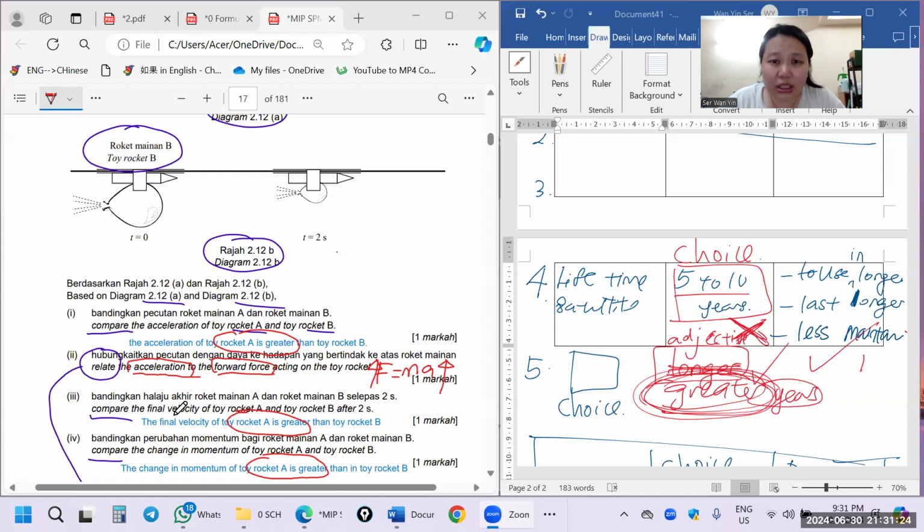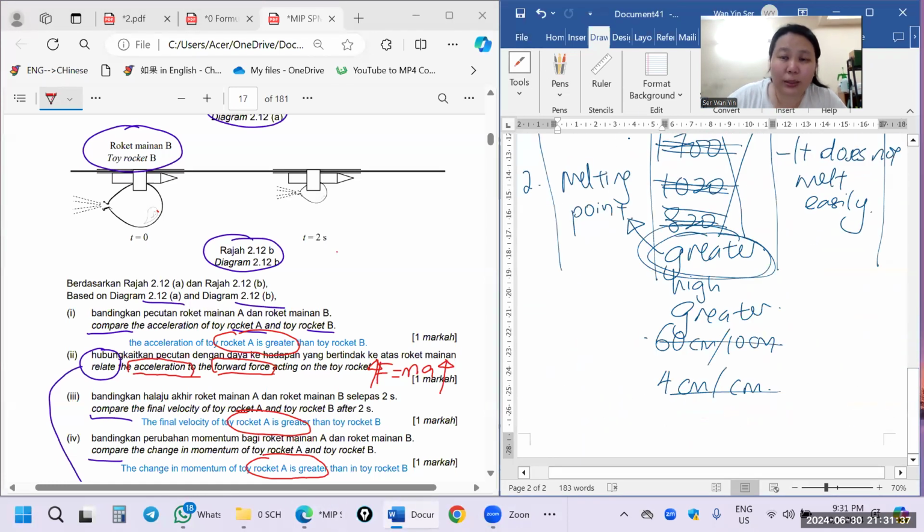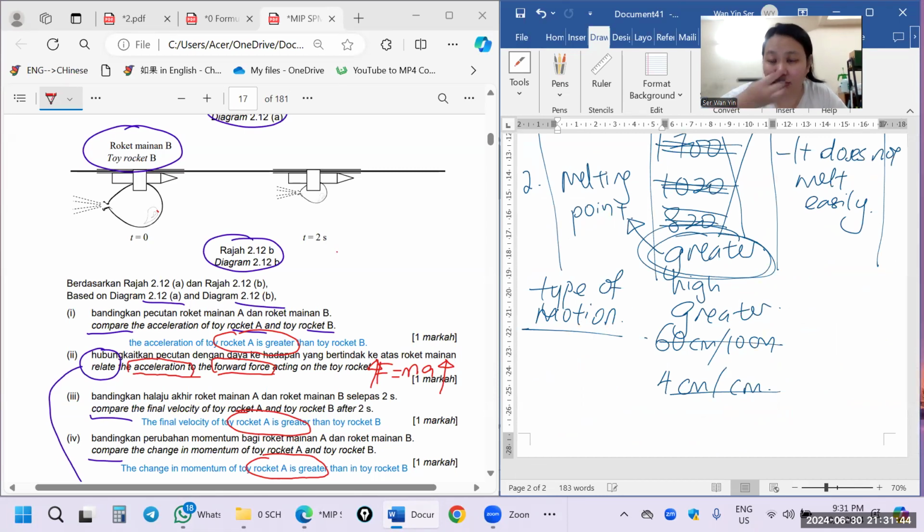Okay, for the tick, what should I put if they ask for the type of motion? Very good. Type of motion. Okay, when they ask about type of motion, normally we say constant velocity or constant acceleration. Only like that.